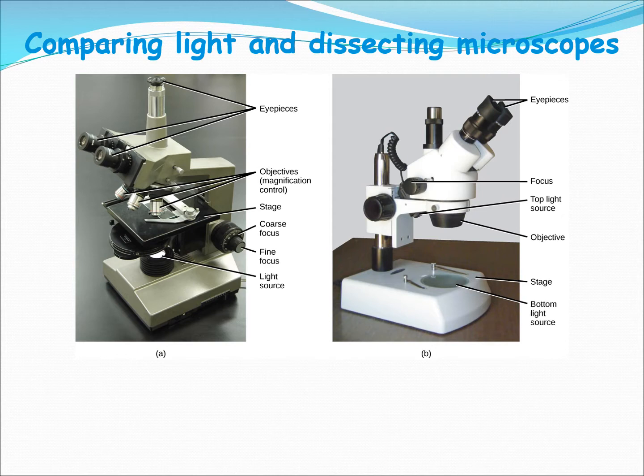A light microscope, as seen on the left, is used for microscopic specimens which are very small and very thin, such as cells. It can magnify up to 400 times the original size, or if using immersion oil, it can magnify up to 1,000 times. These light microscopes have a stage situated above a light source. A dissecting microscope, as seen on the right, has a light source both above and below the stage and is used for viewing thicker objects. A dissecting microscope can only magnify up to 80 times the object's original size.